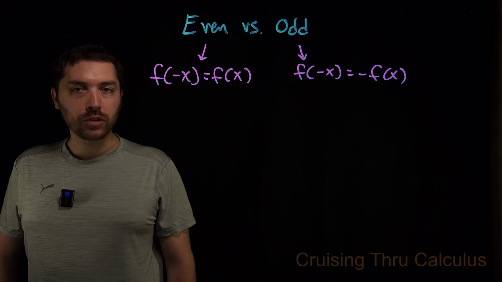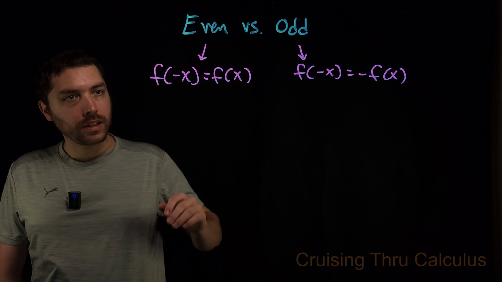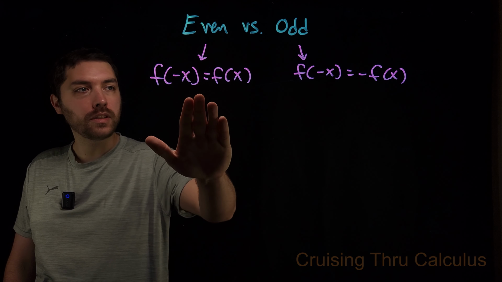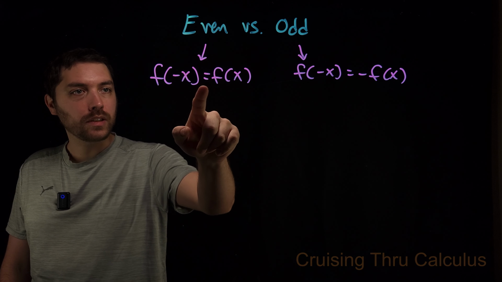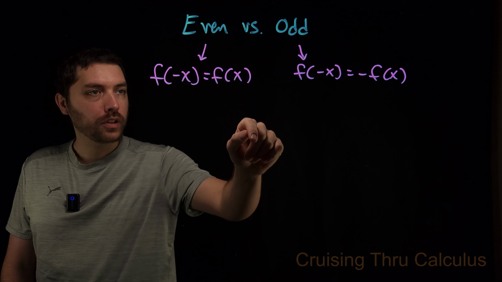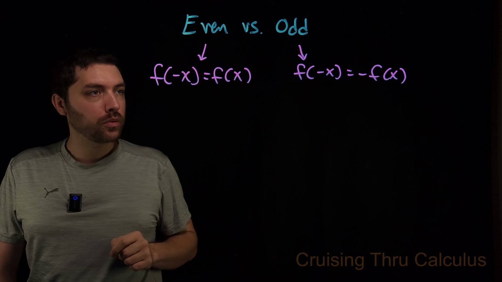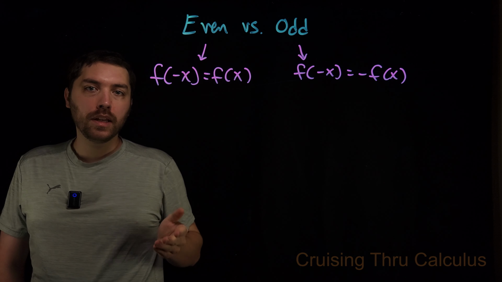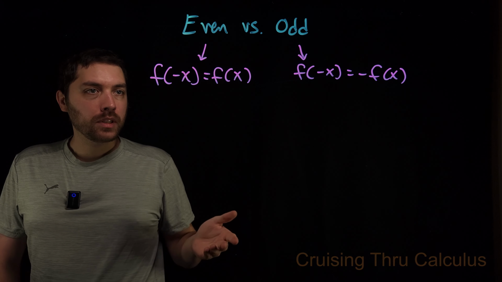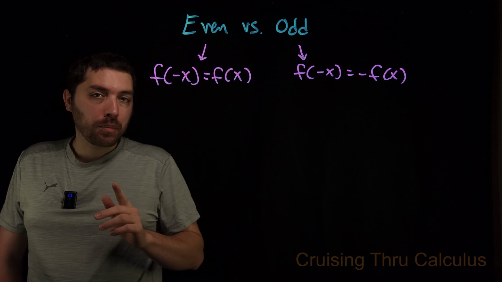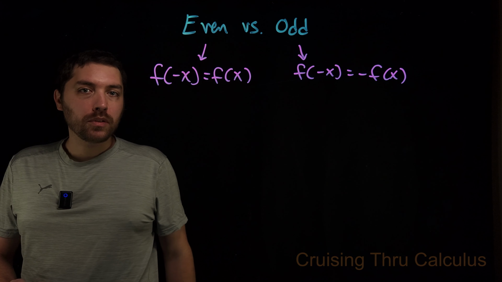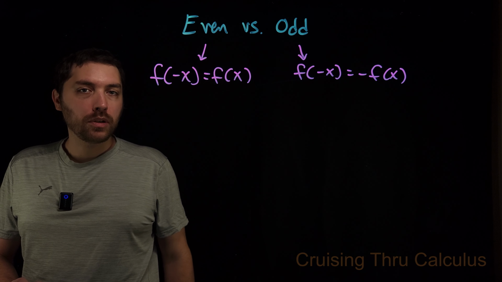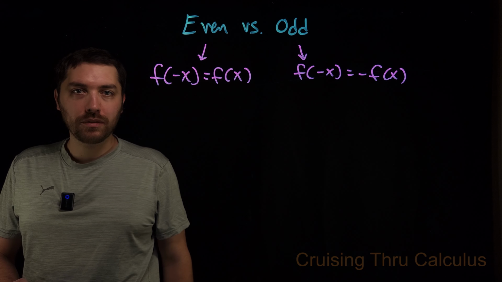If you crack open a textbook or look online for even versus odd definitions, you're probably going to find this definition here. An even function is one where f of negative x is equal to f of x, and an odd function is one where f of negative x is equal to negative f of x. Now, the very first time you see this, it doesn't really seem like it might mean very much, but I promise you it actually does make sense. Why don't we take a look at a quick example of each so you can see how you can know the difference between an even function and an odd function.